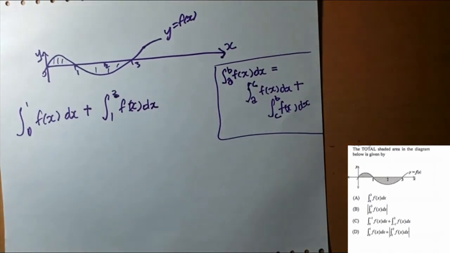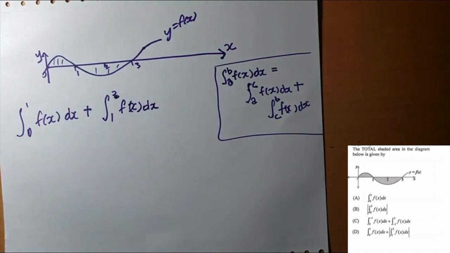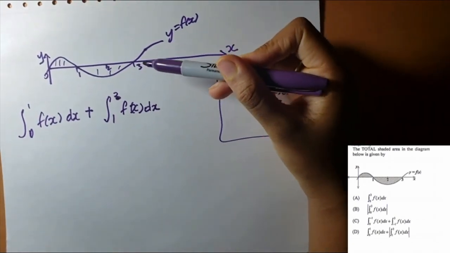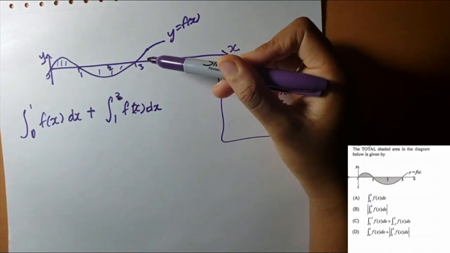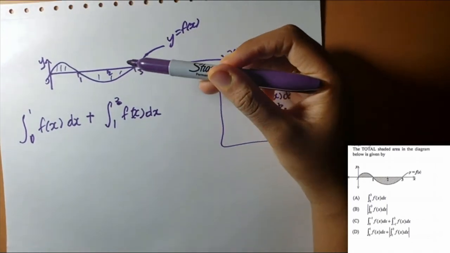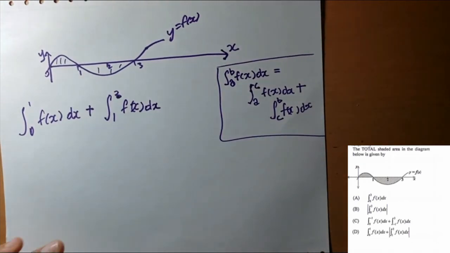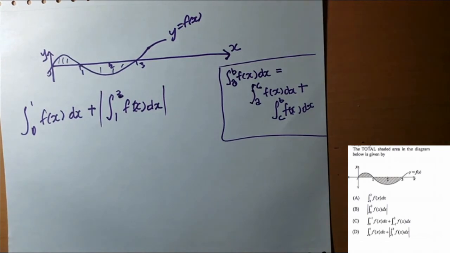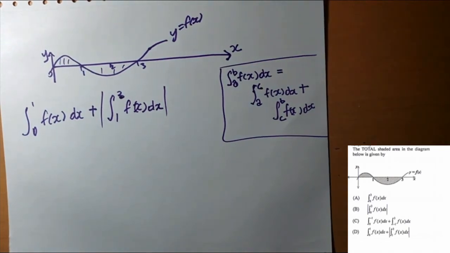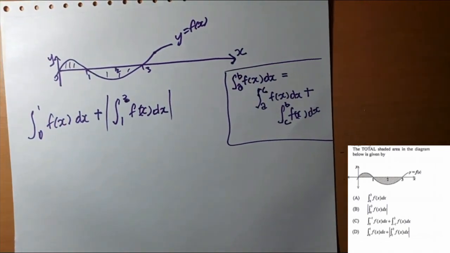But hold on, this one is in the negative range. This one is below the axis. So therefore, we have to find the modulus of it, because we're going to get a negative area, and you don't really get negative areas.